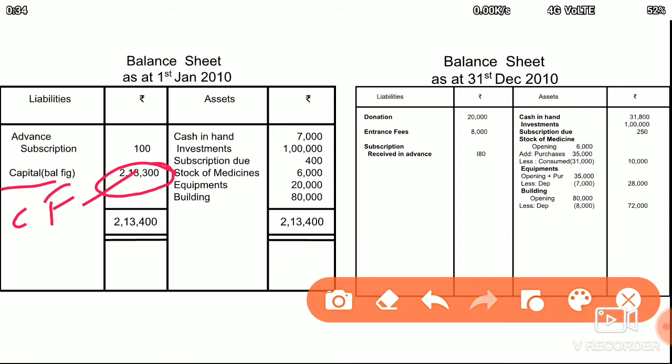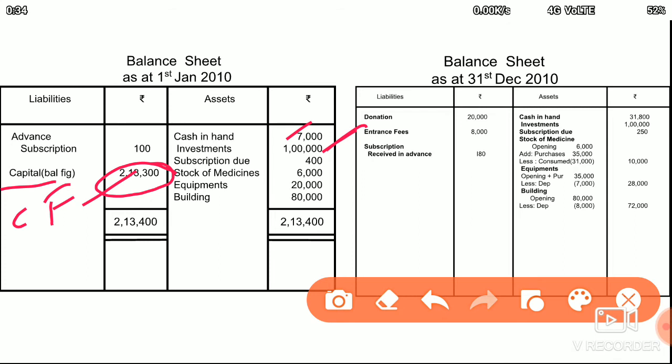2,13,300. Here we also have to recheck whether any item, for example investment, was supposed to appear again, or any asset for which no information is given to us, but which we have to take again. So we have already taken the closing value of cash. We don't need this value. Then investment we have already taken from here. Subscription due is not necessary because we have the closing value; it's the current year's one we have to take. Stock of medicine we have calculated the new one. Equipment also, and building also the new value. Then the new advanced subscription we have taken.